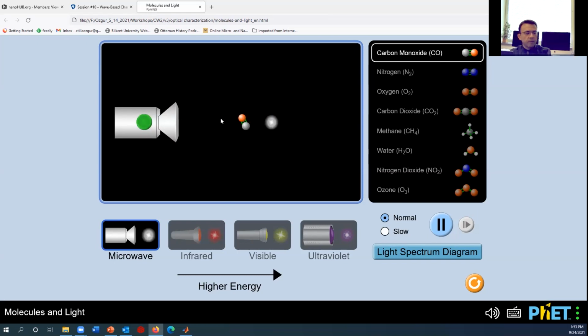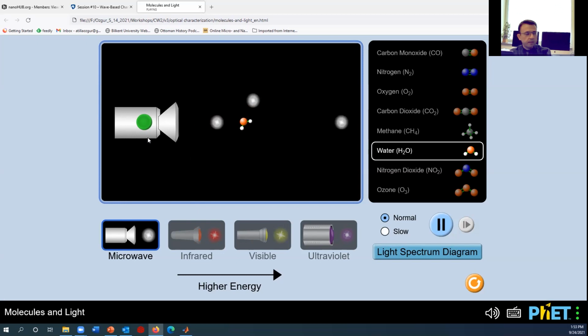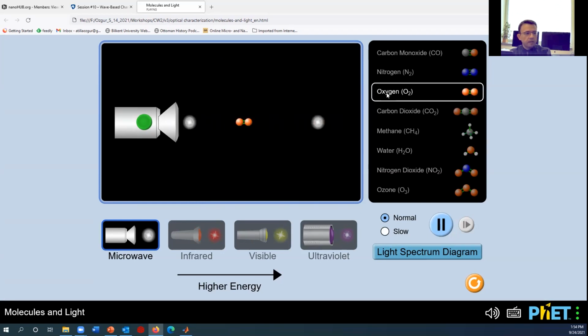So microwave-wise, we can interact with this molecule, as you can see, and water, right? So that's how we heat our pizza, how we cook our materials, by applying microwave to the polar molecules mainly, and it doesn't interact with oxygen, of course.